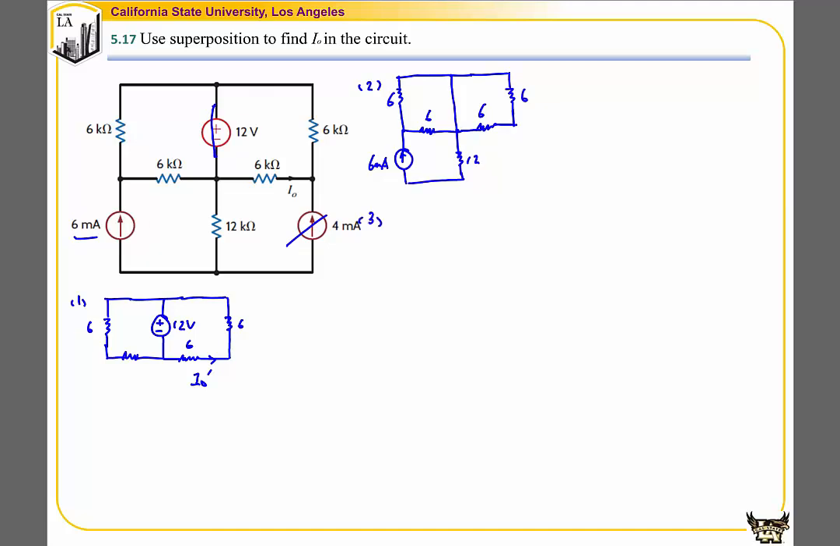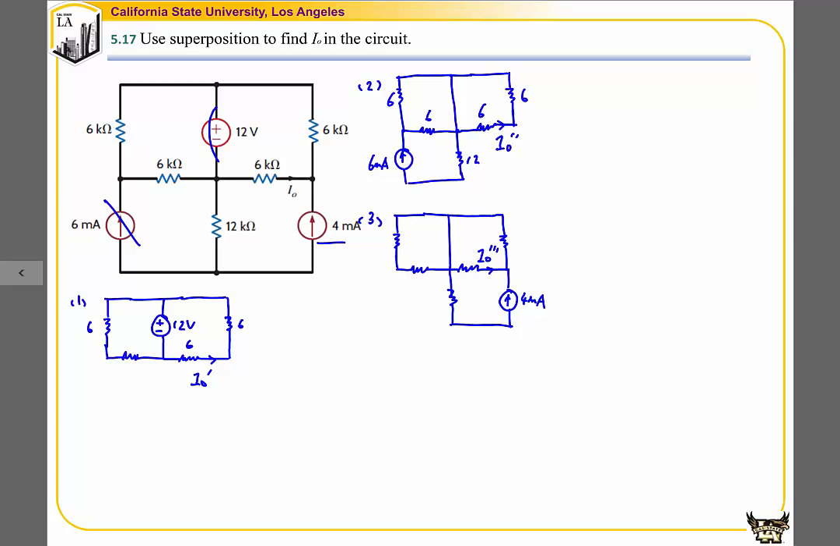And the third part, we're going to keep this 4 milliamp current source and set all the other power supplies to 0. The same thing, we're going to replace this by a wire and leave this branch open. So we have the circuit diagram like this. And this is I naught triple prime, and the I naught double prime is here.